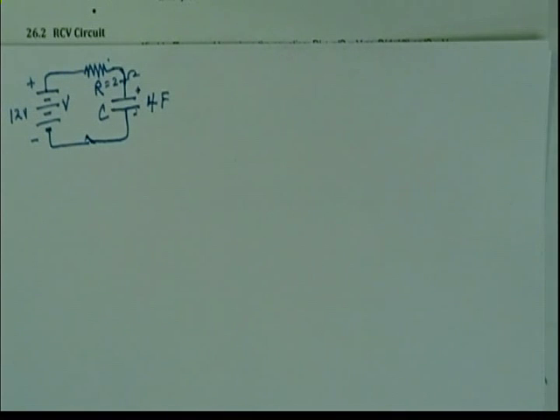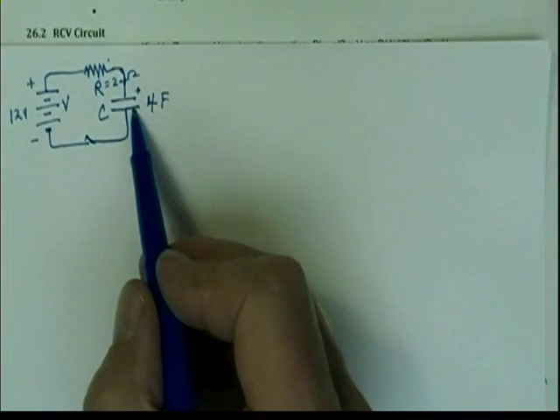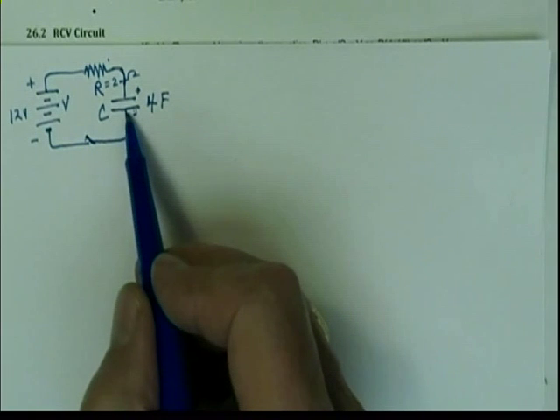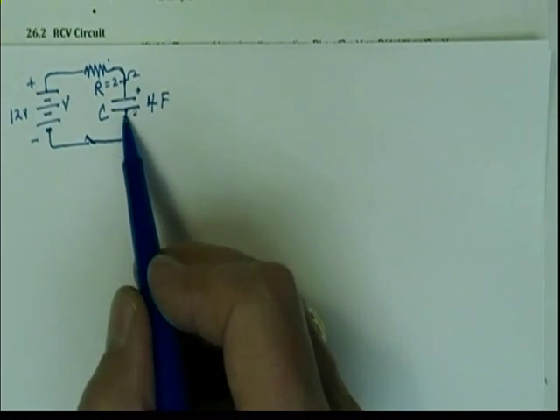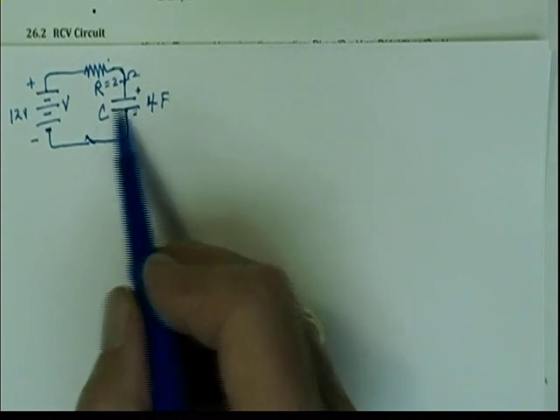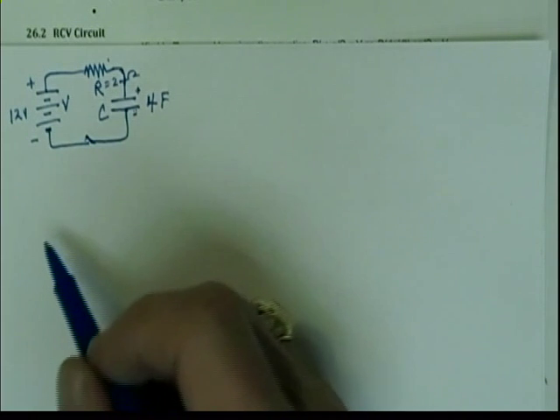And if we think about what's going to happen, that's going to surge at first as the current races around, but as the current does that, more and more negative charge accumulates here. It's going to slow down the flow of this charge until finally it essentially stops. It will stop when the voltage across this capacitor is equal to the voltage across this battery.